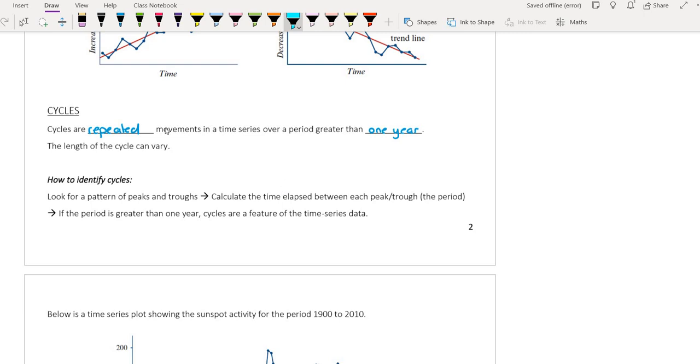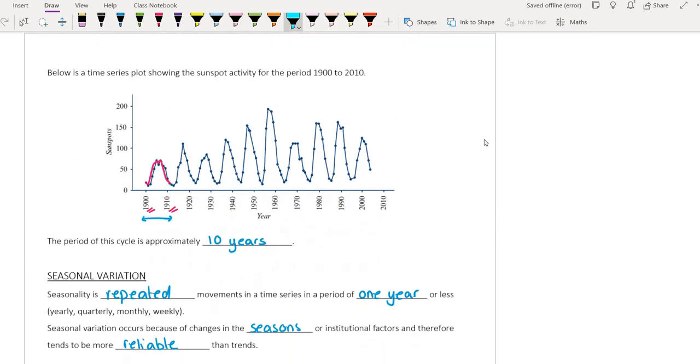And the next thing we're looking at is cycles. Cycles are, as it's in the name, some movements in the time series that are happening over and over. The way to identify cycles in time series data is to look for patterns of peaks and troughs, and those are highs and lows, and then calculating the time between each one. For example, we're looking at this one here.